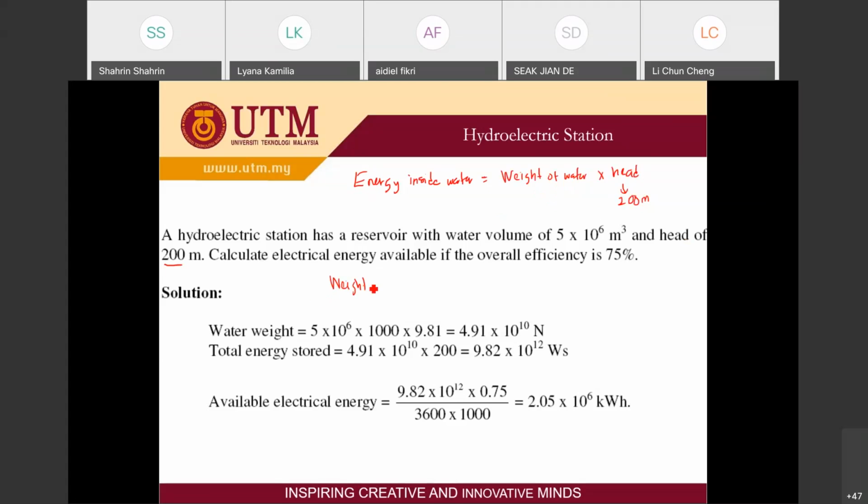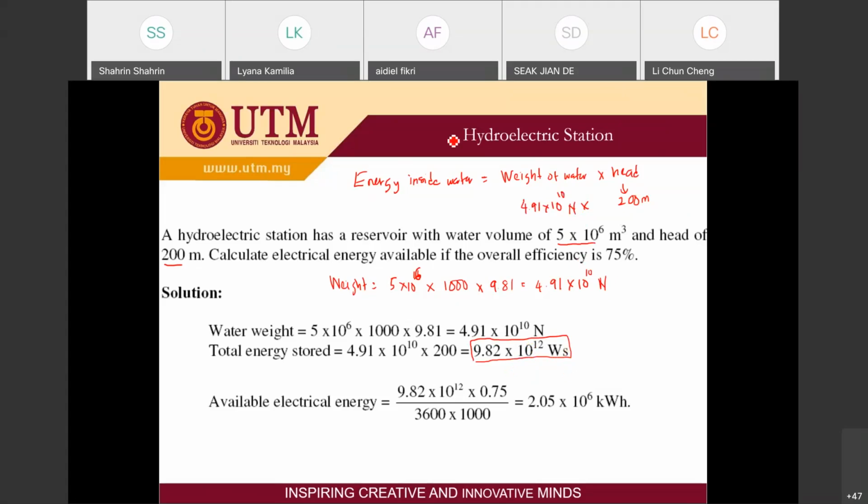The weight of the water is the result of the multiplication of the volume. The volume of the water is given: 5 times 10 to the power of 6, multiplied with the density of the water, which is fixed at 1,000, and multiplied with the gravity 9.81. This will give you 4.91 times 10 to the power of 10 Newton. So the weight of the water, 4.91 times 10 to the power of 10, multiplied with 200 meter, gives the energy inside the water: 9.82 times 10 to the power of 12 joule or watt second.